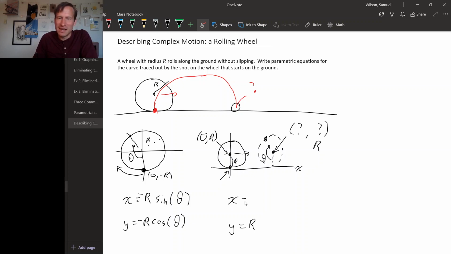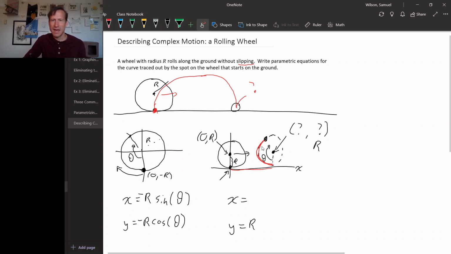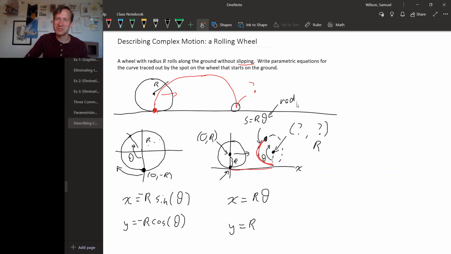Now we need to figure out, after we've rotated an angle theta, how far has this wheel rolled along the ground? Well, because the wheel isn't slipping, the distance that it's rolled along the ground has to be the same as this distance, this arc that I have in red here. And if you remember about the lengths of arcs of circles, the arc length of the arc of a circle is the radius times the angle that you have rotated through. And so this red distance is just the radius times theta. If you're using radians, right? Theta has to be in radians for this to be true.